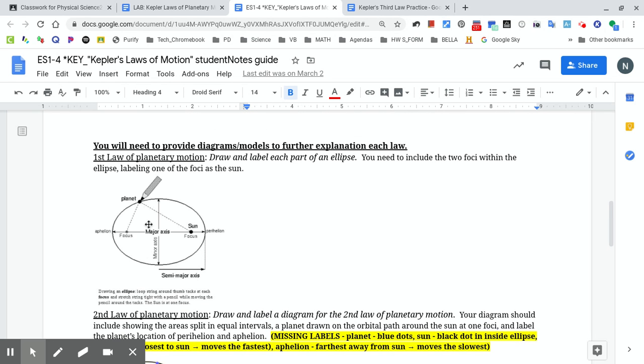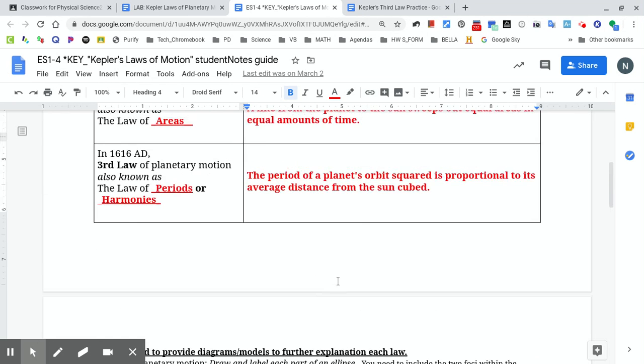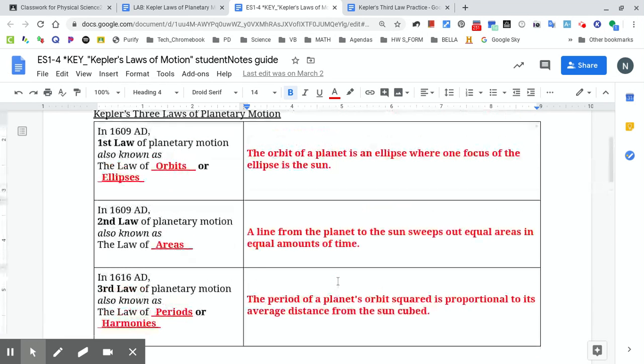So that's the first law. The planet goes around on this elliptical path around the sun, okay? And the second law, we'll talk more about what happens as the planet goes around the sun, okay? So I don't know if there's any questions on the first law. I haven't heard much response from people. I've only had a few people turn things in at a time.